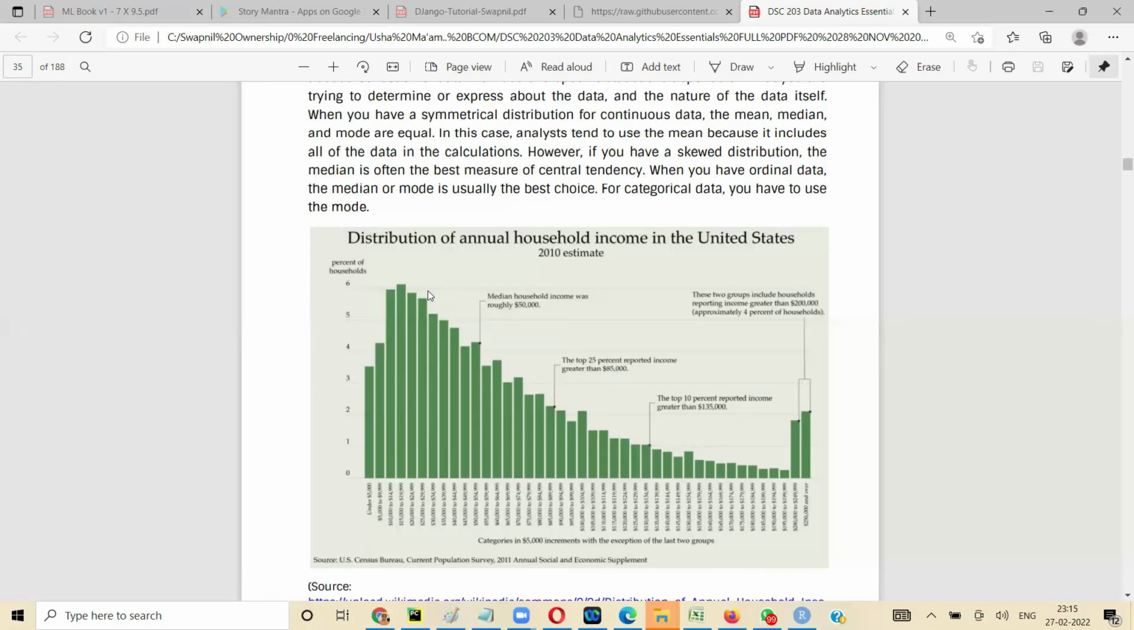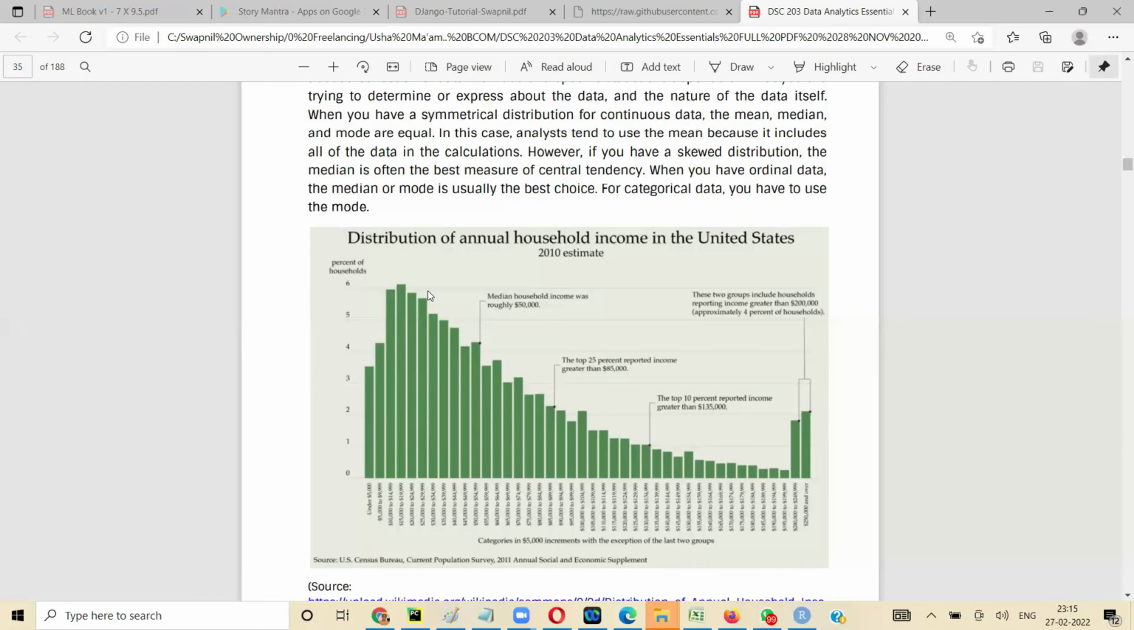Now we should also see the skewed graph. We're not going to talk about that in detail, but if it is not evenly distributed, there will be a tail at one end and a tower at the other end. In this case, the tail is on the right-hand side, going in the positive x direction. So such a graph is called positively skewed.